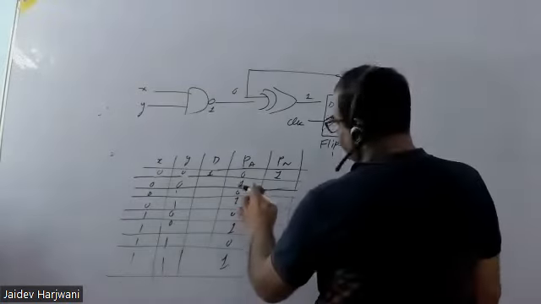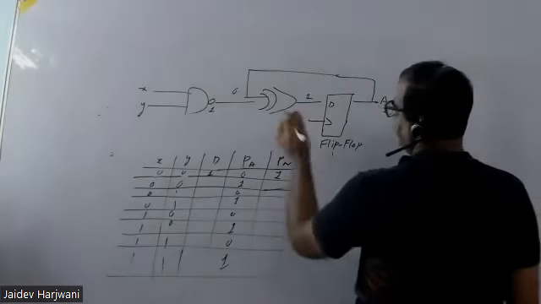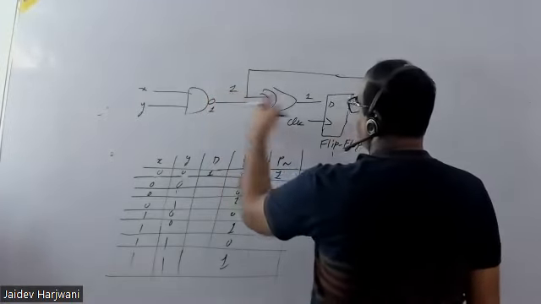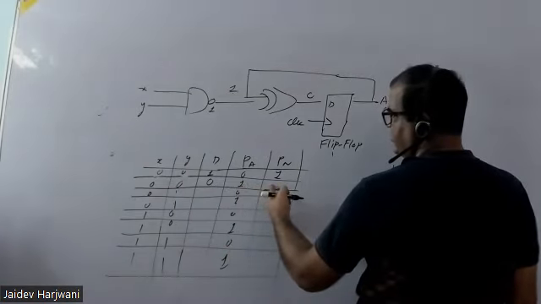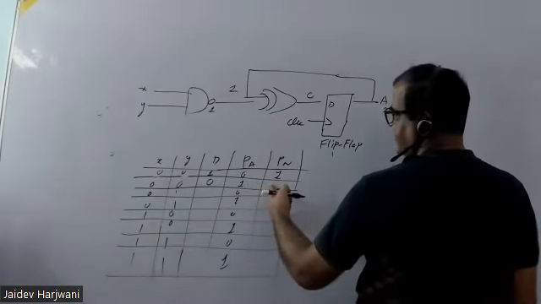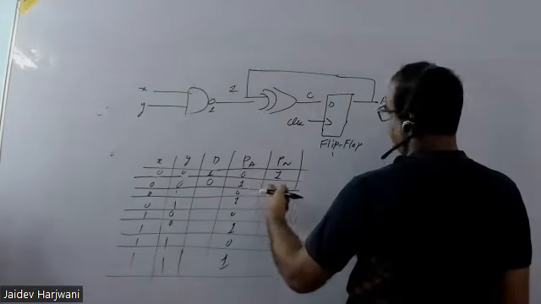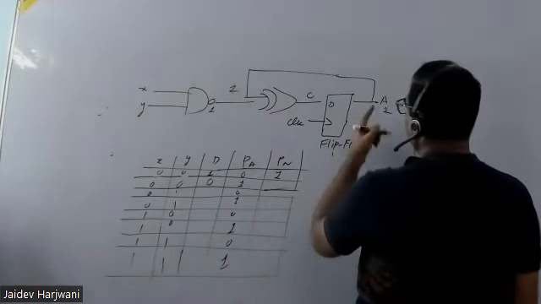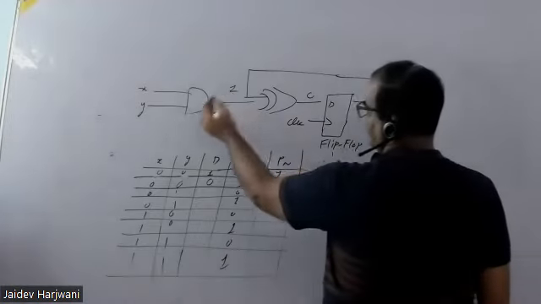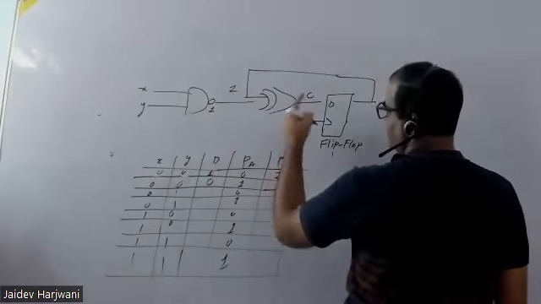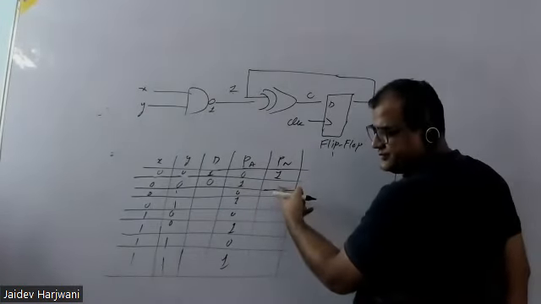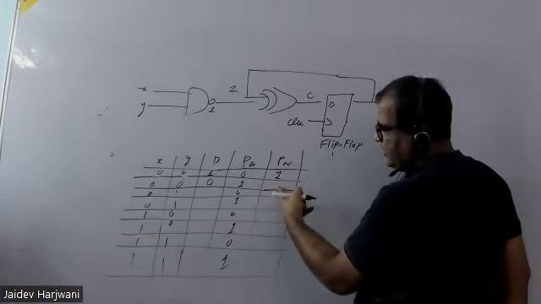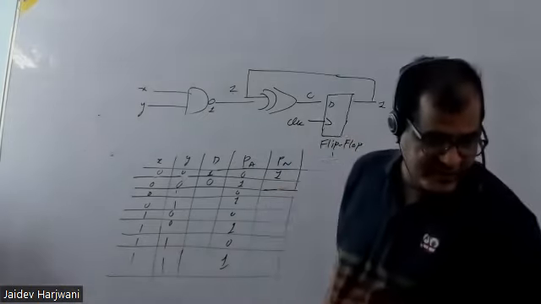Now, second case, your present state is 1. So present state 1 for 0 0 gives 1 1 at the XOR gate. Now this D becomes 0. So what is the next state? If the present state is 1, which is going here, and you're applying 0 0, this is coming 1, and D becomes 0, then the next state will be what? 0 or 1? Anyone? Nisha?